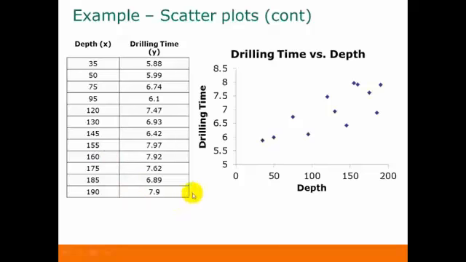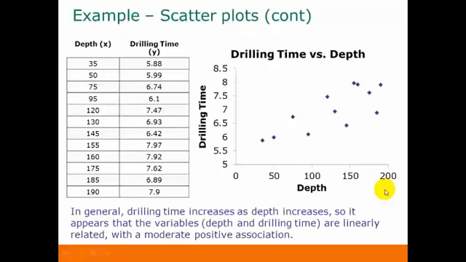Now, looking at our scatter plot, there's not a strong straight line pattern here, but it does appear that in general the data points go up as we go from left to right. And it's somewhat of a straight line pattern. So we would say that our two variables are linearly related with a moderate positive association.